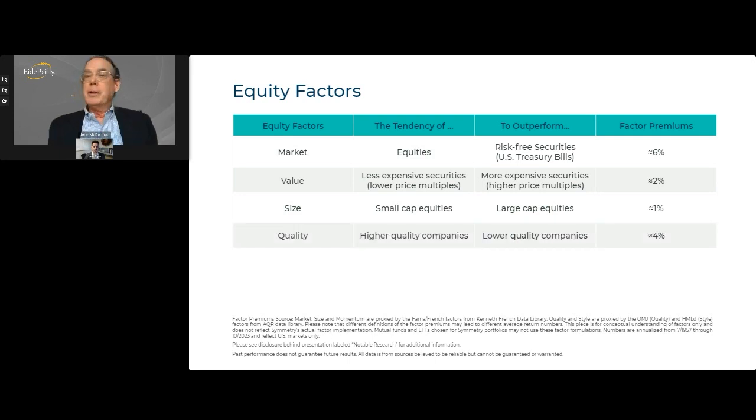Quality, or profitability as it is sometimes known, is the tendency of higher quality or more profitable companies to outperform lower quality companies. This is a relatively new factor in the world of factor investing. The three factors prior to quality here were first introduced in a paper in the 1990s by Gene Fama and Ken French, called the three-factor model. Quality is a much more recent discovery, if you will, in the early 2010s.